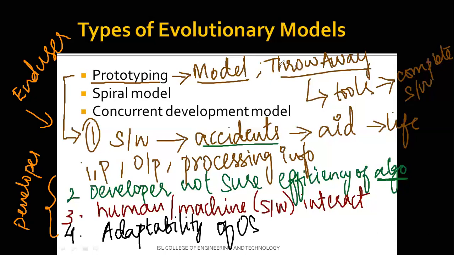When you've got these types of questions, you go for prototyping, because it is a model, it is not a complete version. If you are going to develop a complete version where you're unsure of the algorithm, where you're unsure about the interaction, you're unsure about the adaptability, it is going to cost you more. So that is why you're developing a model. You're going to go for the prototyping model.